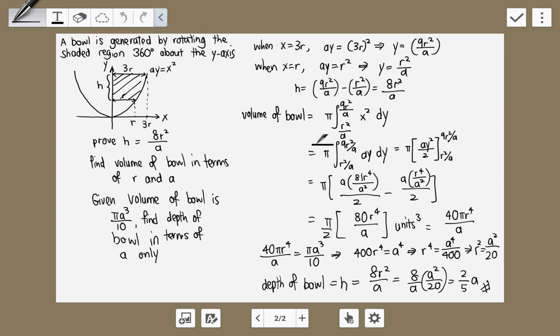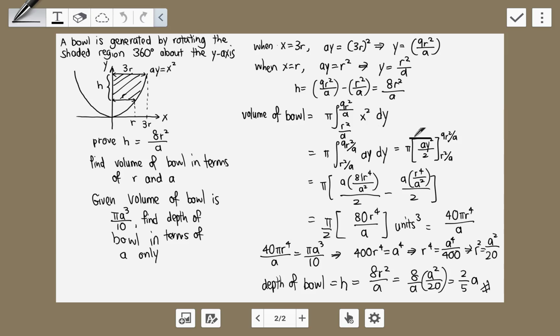Then we know that x squared is equal to ay, right? So I replace x squared with ay, and then we integrate. When I integrate, the power of y will increase by 1 and we divide by the increased power. This is just a standard integration technique.